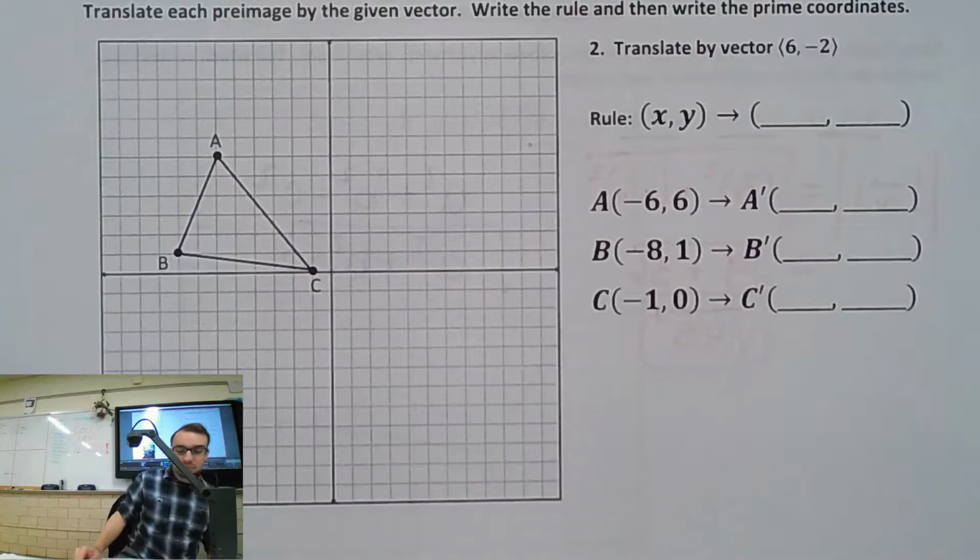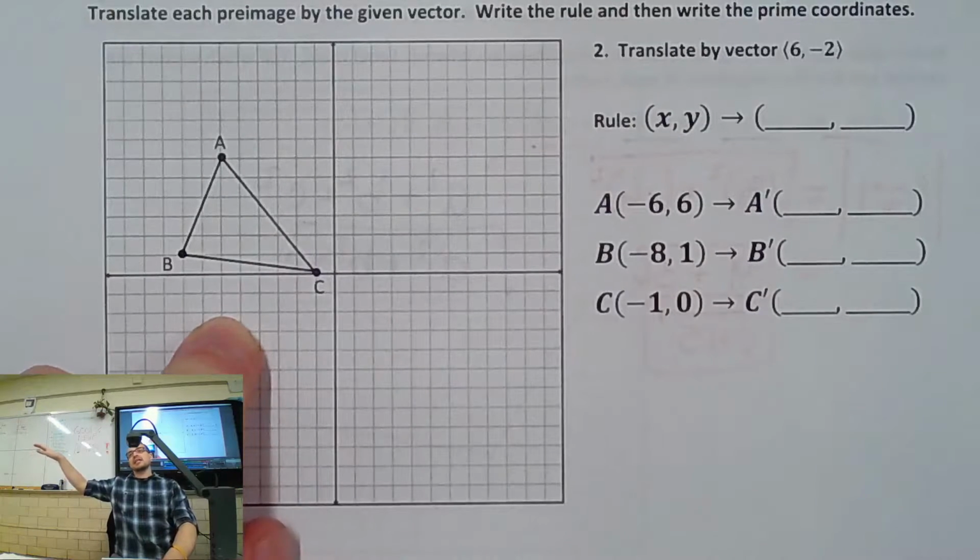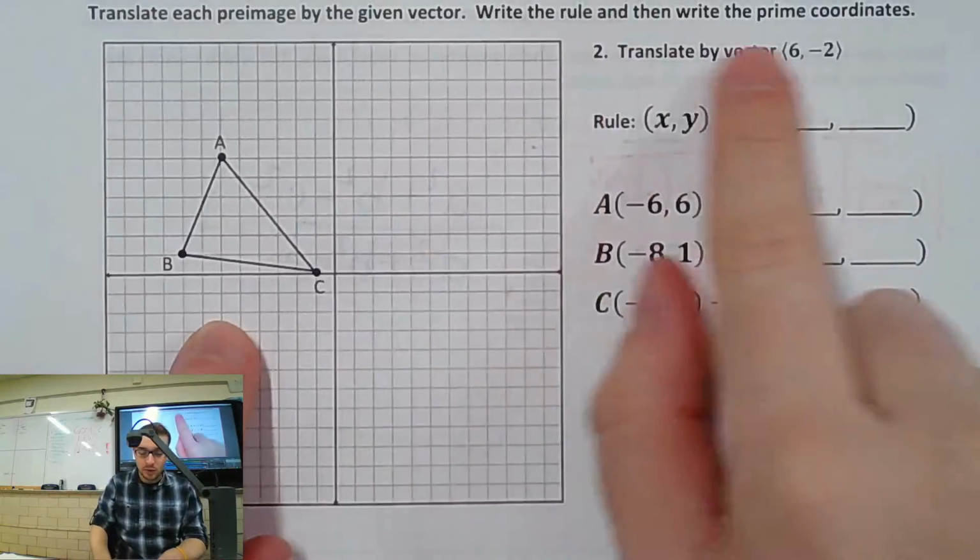All right, translate each pre-image by the given vector. The pre-image is the thing you start with. The image is the thing you end up with. I hate that name. I wish it was pre-image and post-image. I think it'd make more sense. Write the rule and then write the prime coordinates.